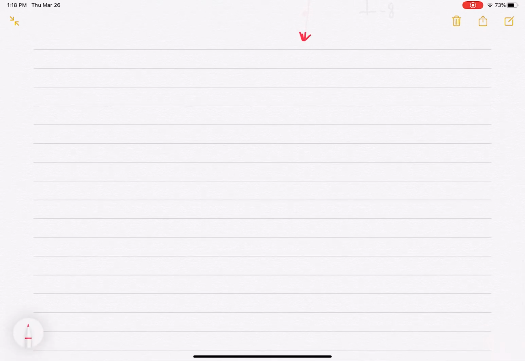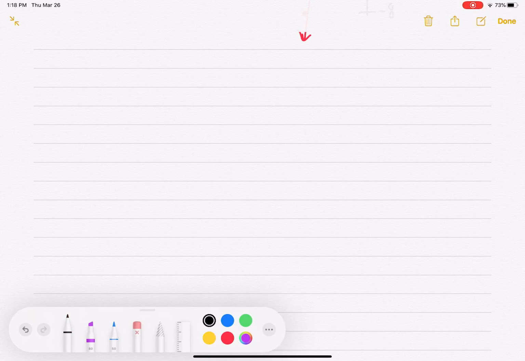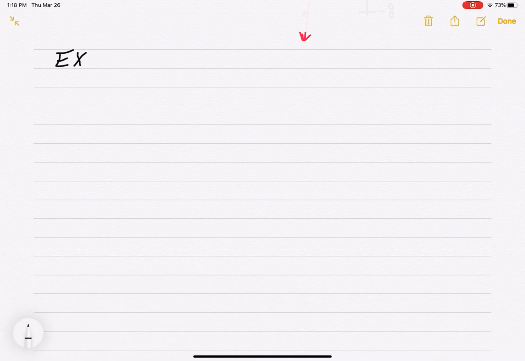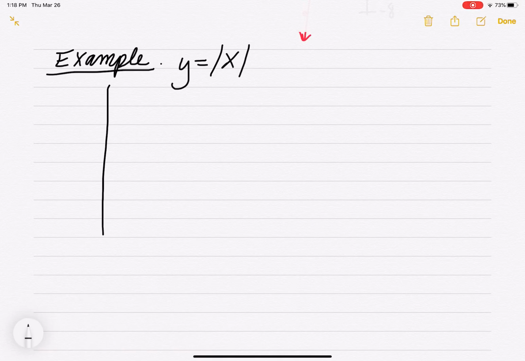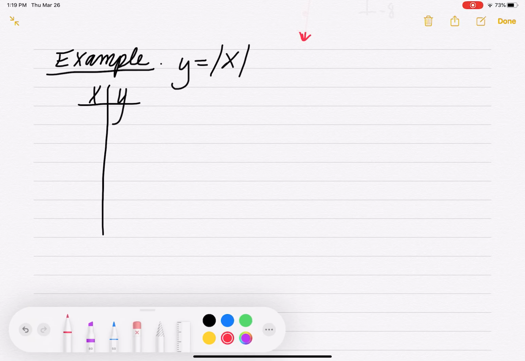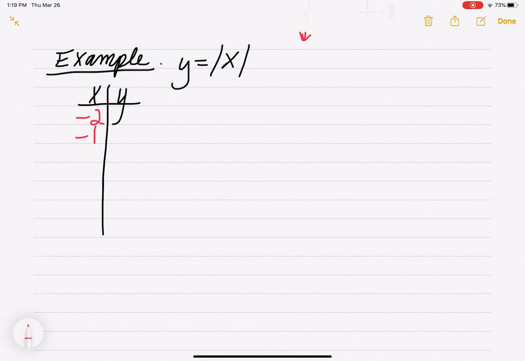All right, what else? Do another example. How about y equals the absolute value of x? So I'll do a table of values. Since the y is by itself, we can plug in numbers for x. Let's plug in negative 2, negative 1, 0, 1, and 2. So here we're going to take the absolute value of the x. So for y, I'm going to take absolute value of negative 2, which is 2.